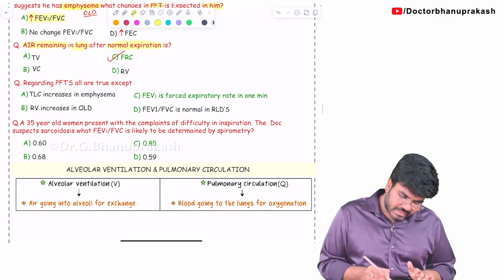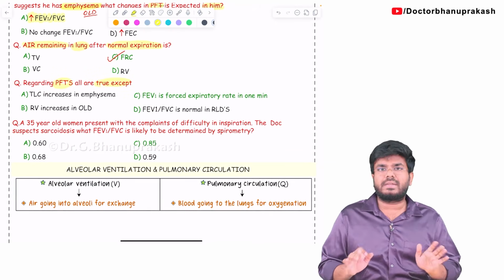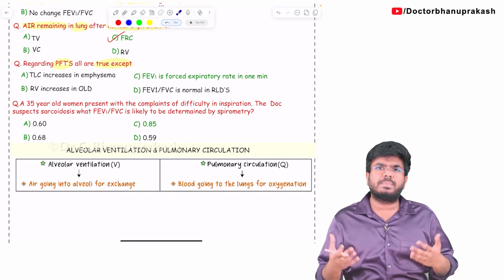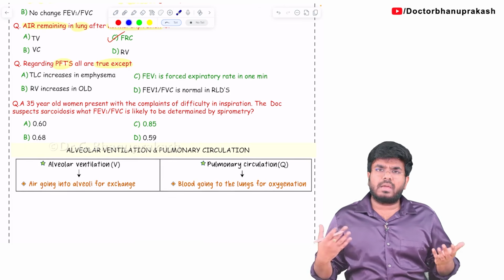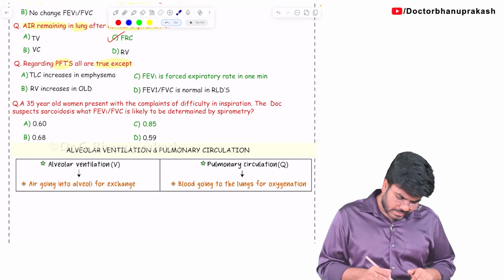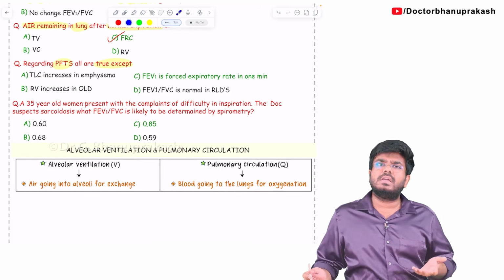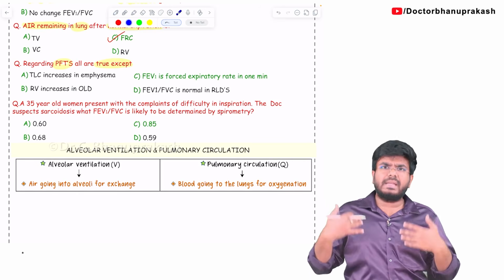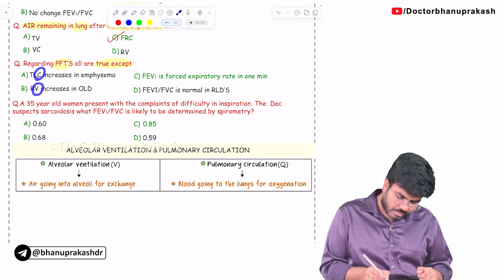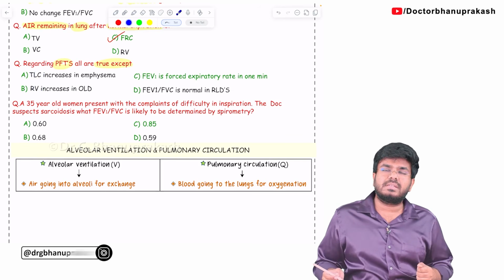Now, regarding the PFTs, pulmonary function test, all are true except. So, look, TLC, total lung capacity, increases in emphysema. Emphysematous lungs, big lungs, voluminous lungs. Yes, lung volumes and capacities increase. Yes, TLC is more, 6 liters, 7 liters, true. Next, residual volume increases in obstructive lung disease. Yes, in obstructive lung disease, emphysema, there is air trapping, there is more residual volume. True, that's the reason why lung volumes and capacities both increase.